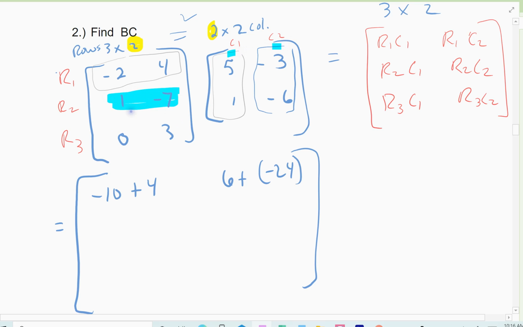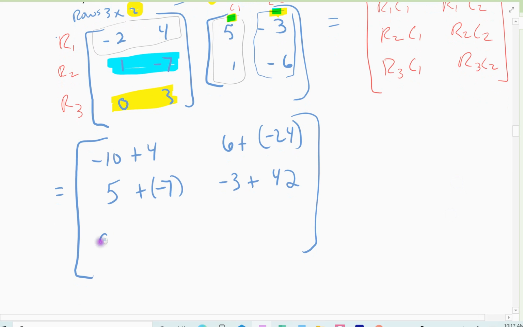Alright, row 2 is going to be negative 7 times 1, which is negative 7. 1 times negative 3, negative 3. Negative 7 times negative 7 will give me a positive 42. And now I'm done with row 2. And now the last one, row 3. So now I'm looking at row 3 and going to do my column 1, column 2 math.